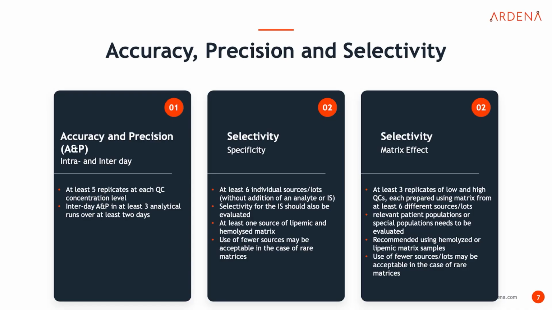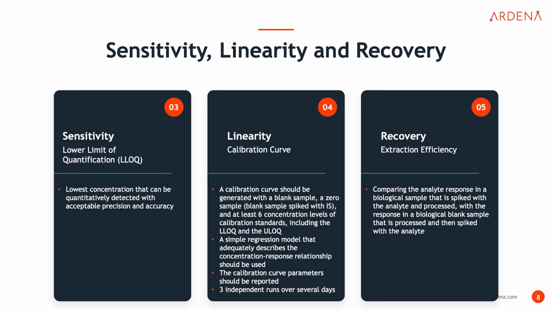Also, it's recommended, according to the ICH M10, that you are using hemolyzed or lipemic matrix samples. And also applied here, it is acceptable to use fewer lots if there are rare matrices available. In the next slide, we will talk about sensitivity. That's the lowest concentration that can be detected with the LC-MS system.